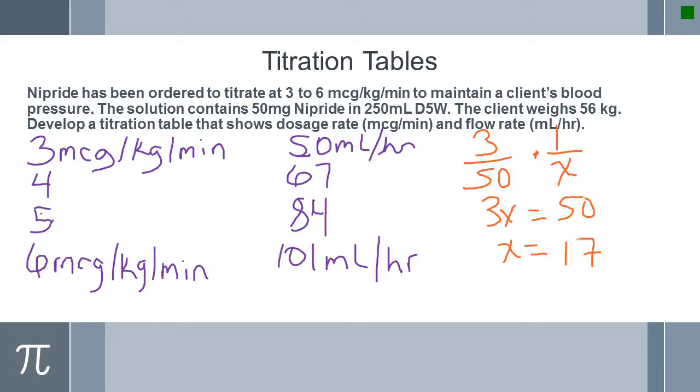So for 3, we had 50 mils an hour. That was our low. And then our high is our 6 mics per kilogram per minute. That gave us 101 milliliters per hour. So then we have to figure out what we have in the middle.